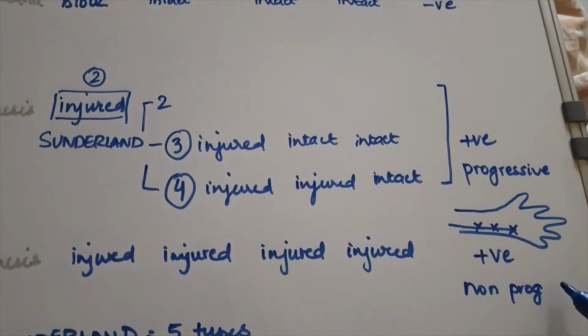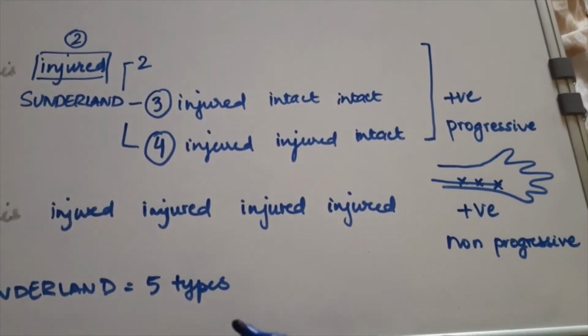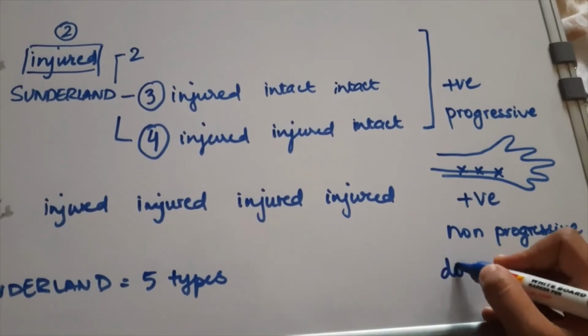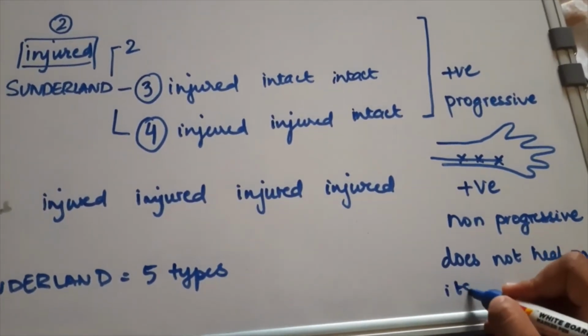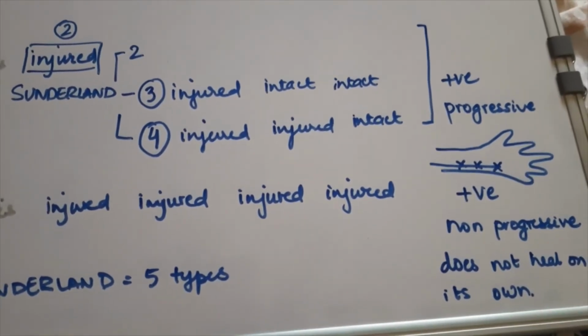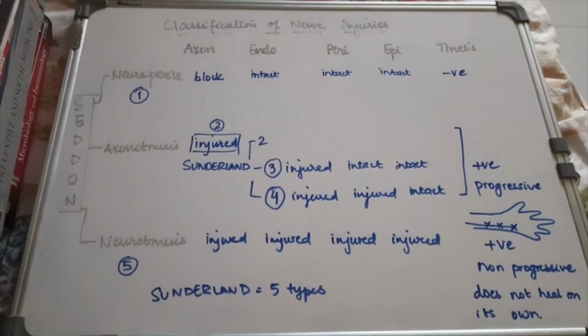In neurotmesis, Tinel's sign is positive, which means that there will be tingling when the injured part of the nerve is tapped, but it is non-progressive, since the point to be tapped to elicit the tingling sensation remains in the same place always.